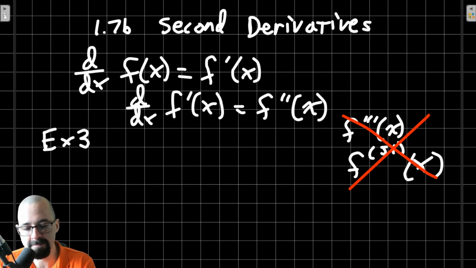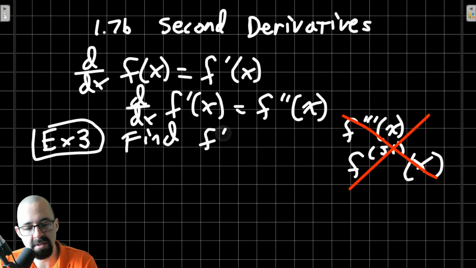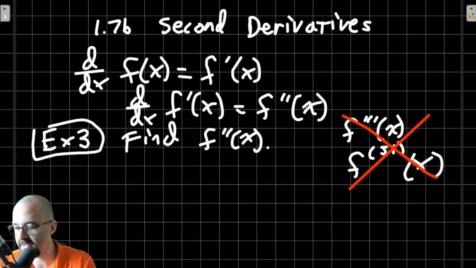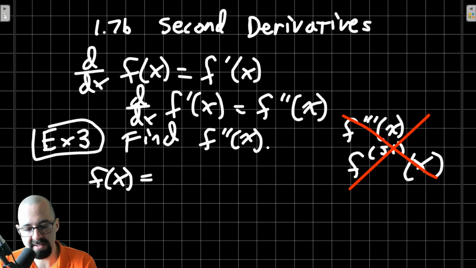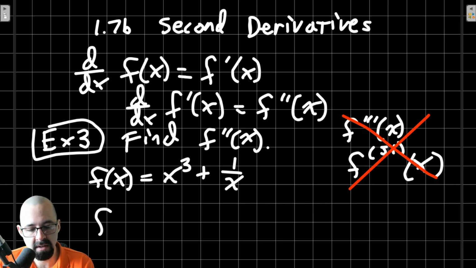Let's do example 3. Speaking of third derivatives, find the second derivative of f, or f double prime of x, where f of x is equal to x cubed plus 1 over x. So to find the second derivative, you just take the derivative of f prime. But of course, we don't have f prime yet, so let's start by finding f prime.